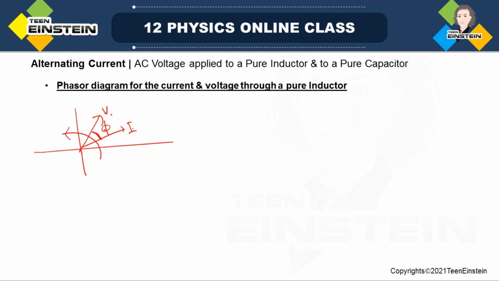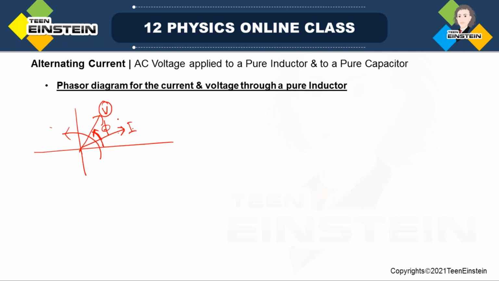Okay, and we can say that voltage is leading because it is ahead of this. If this is the direction of rotation of this rotating vector, voltage is ahead of current, so we can say that current is lagging behind the voltage. And if the angle between the voltage and current is phi, then the current is lagging behind the voltage by phi phase angle.